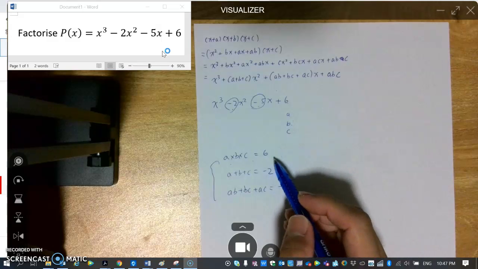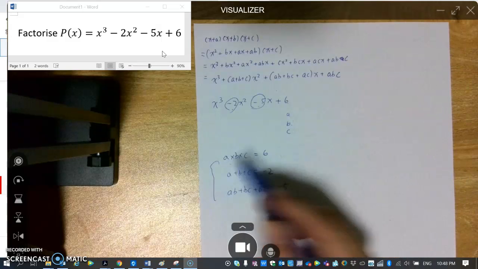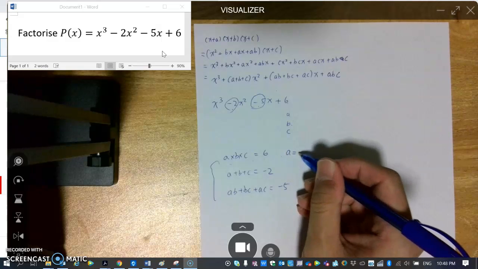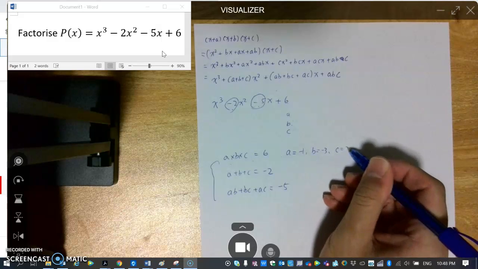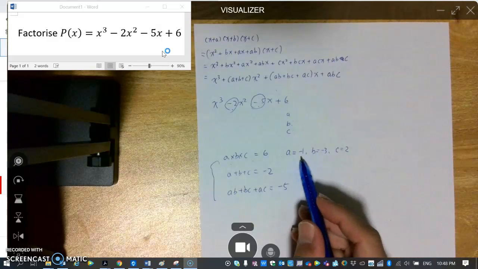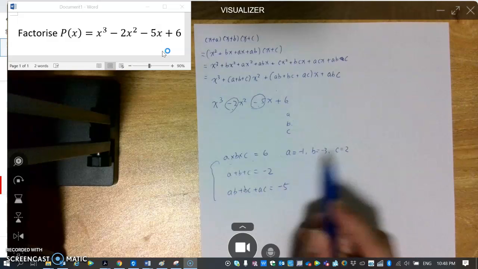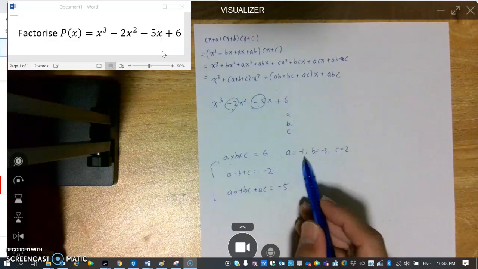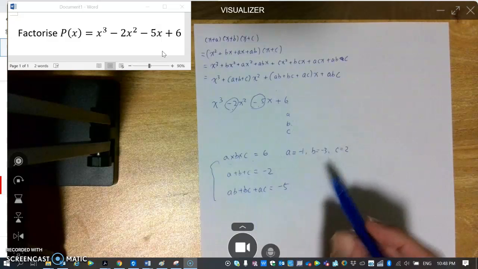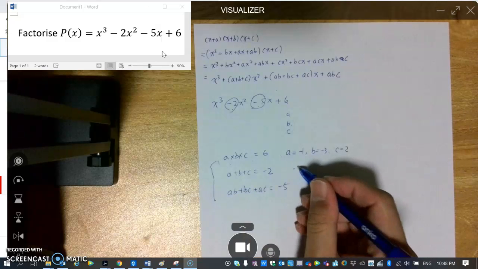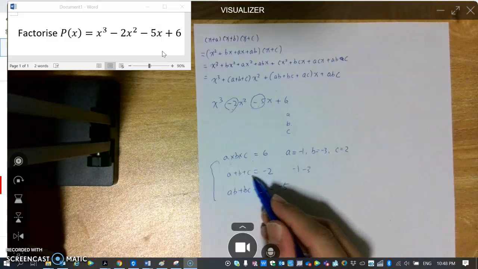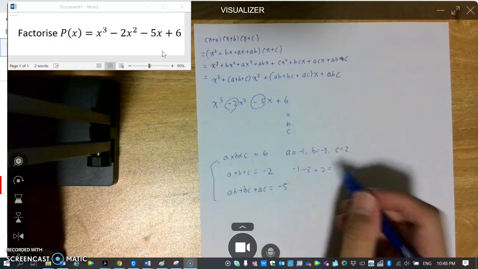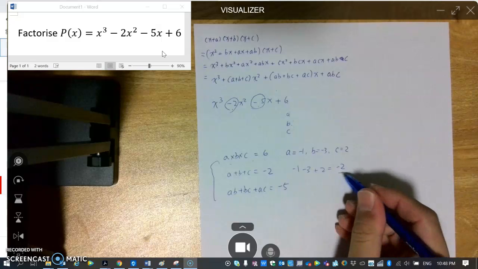Now, because I have already tried this question, I know that if I guess a equals -1, b equals -3, c equals 2, okay, let's say I guess that. You can have the other way around. You can have 2, -1, -3, any 3 numbers that multiply to 6. You start from that. Give it a go. Now, if I add this up, we have -1 plus -3 plus 2, which gives you -2.